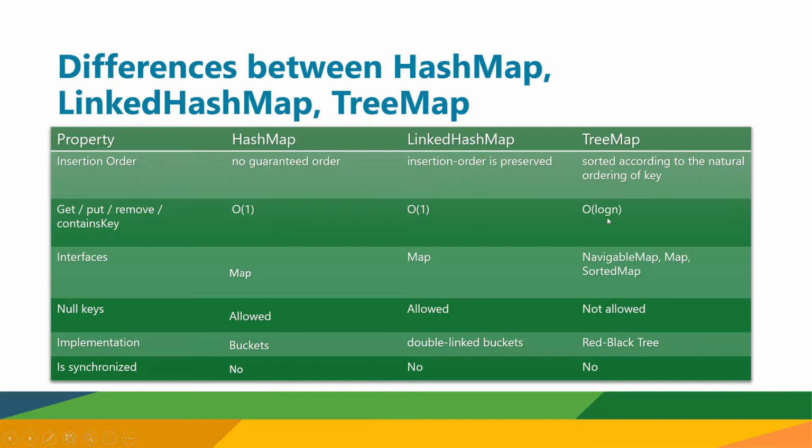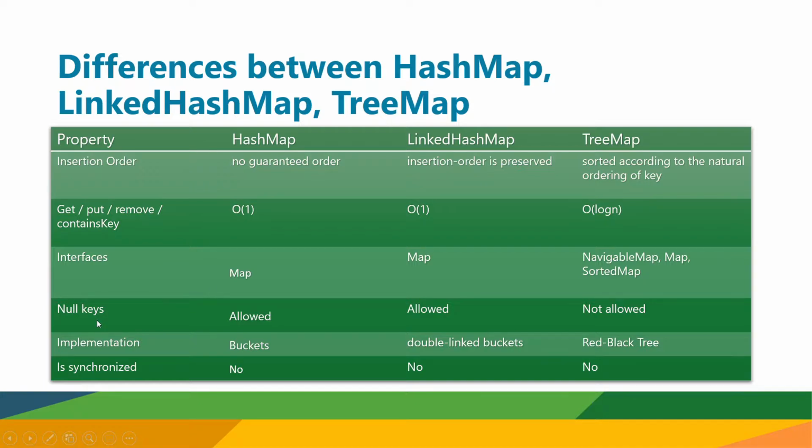Here order of log n means the time will differ when the map has a large number of elements in it. So if n is small, then the time complexity is small, and if n is large, the time complexity also varies. This is similar to the binary search tree. Now let's go to interfaces. HashMap implements the Map interface, same as LinkedHashMap, but TreeMap implements NavigableMap, also Map and also SortedMap.